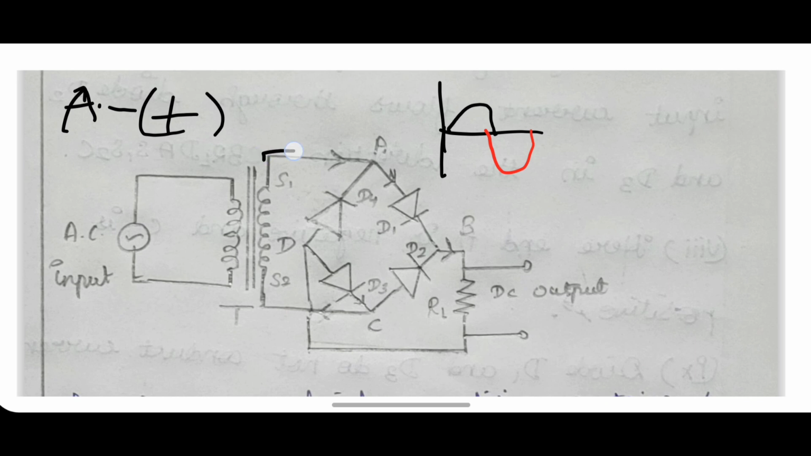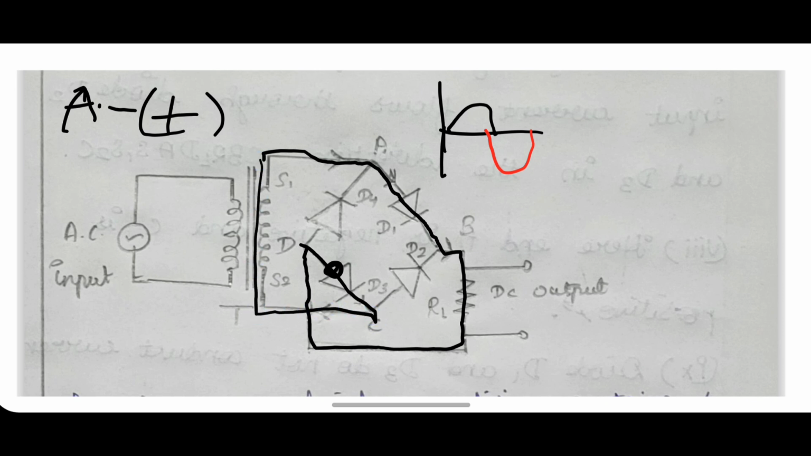I will trace the direction. A is positive. Here it will pass through D1 because this is the positive end of diode D1, so it is forward biased, and it will pass to the load resistance in this direction. Then it reaches the point D. At this point D, it will go to the point here. It is forward biased, so it will reach C and flow in this direction. For a positive half cycle, these are the things.